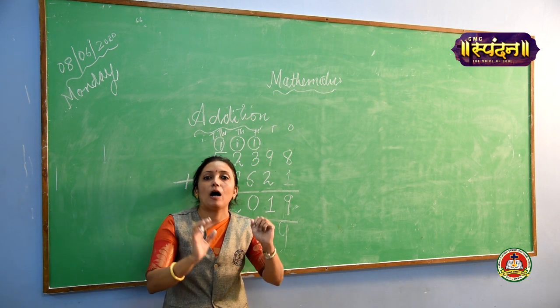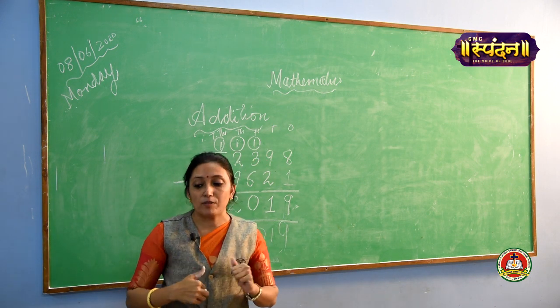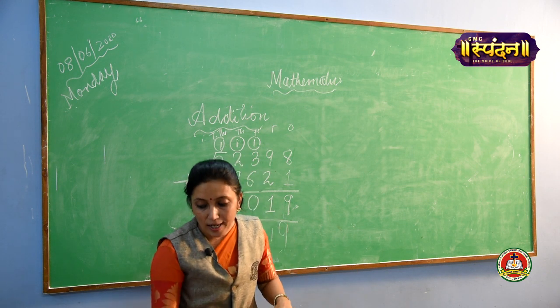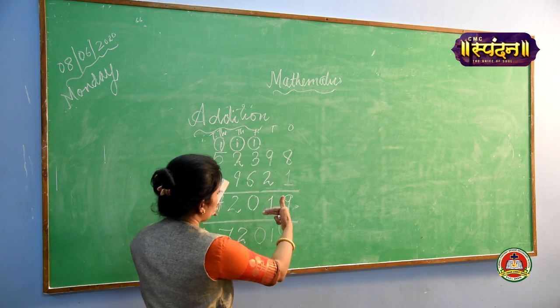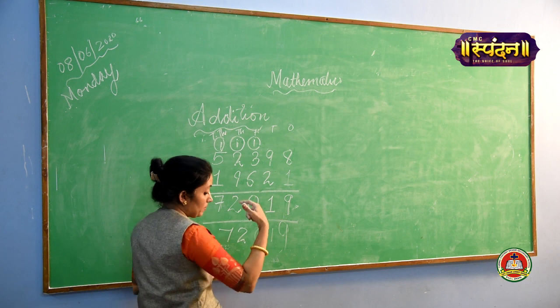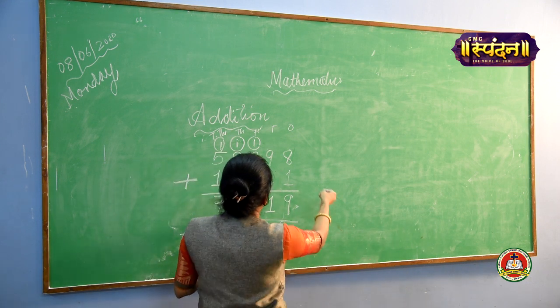This was all about addition. Similarly, we can have a 6-digit number. And see, this was 2 steps. Sometimes I will be having 3 steps also. Let's see.